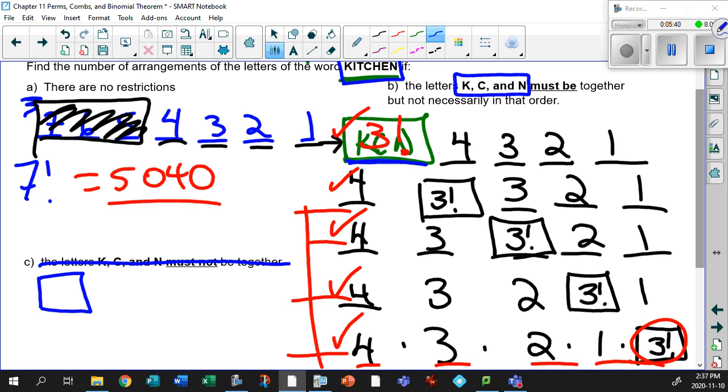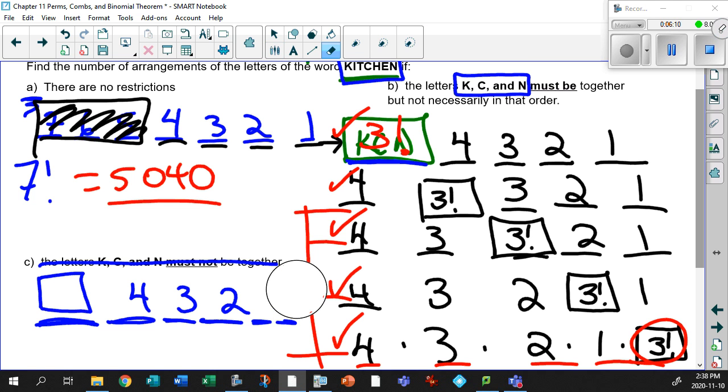I could just leave KCN alone for a second. I'm not going to mix it up or anything. Think about this. KCN could be in the first position, or the second, or the third, or the fourth, or the fifth. Meaning this, watch this. It can be in the first position, 2, 3, 4, 5 letters left. There's a 4, 3, 2, 1. 4, 3, 2, 1. Remember, that's what we had.